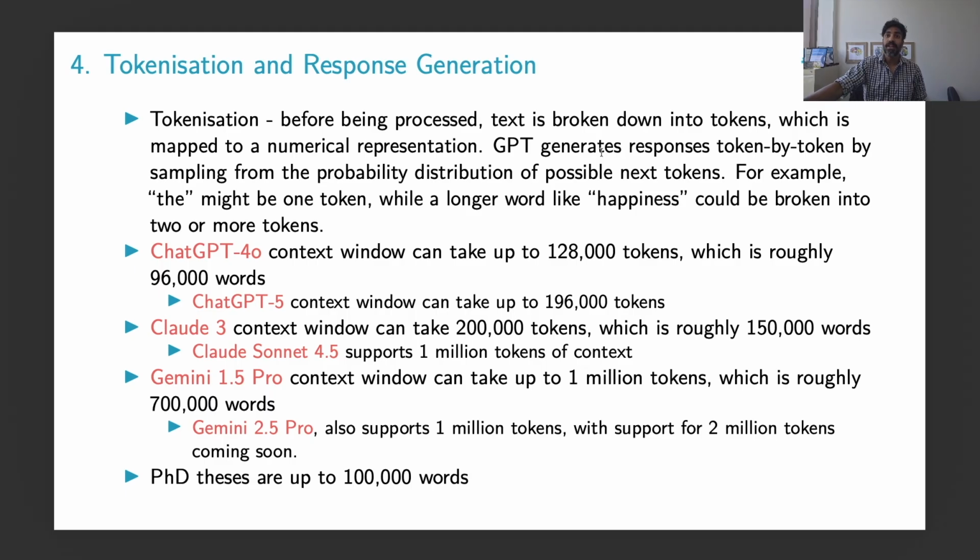So GPT generates responses token by token, and it samples from a probability distribution of possible next tokens. For example, a short word might be one token, while a longer word like happiness could be broken down into two or more tokens. Now, that probability distribution point is critical. It explains why, if you were to ask it a question like, tell me what you can do, and then again ask it, tell me what you can do, you shouldn't really get the exact same response.